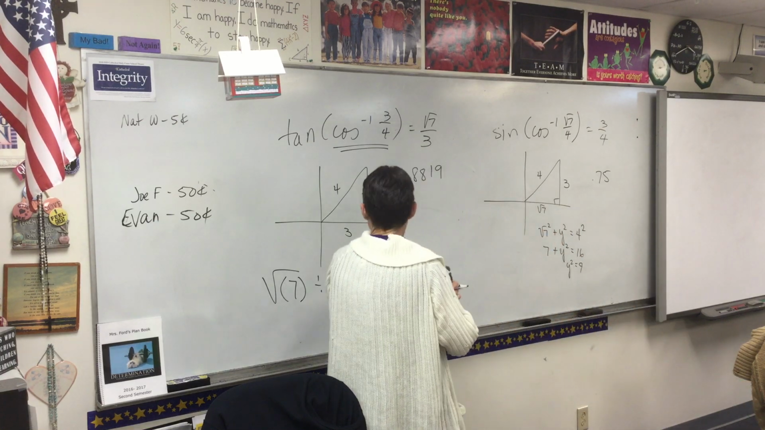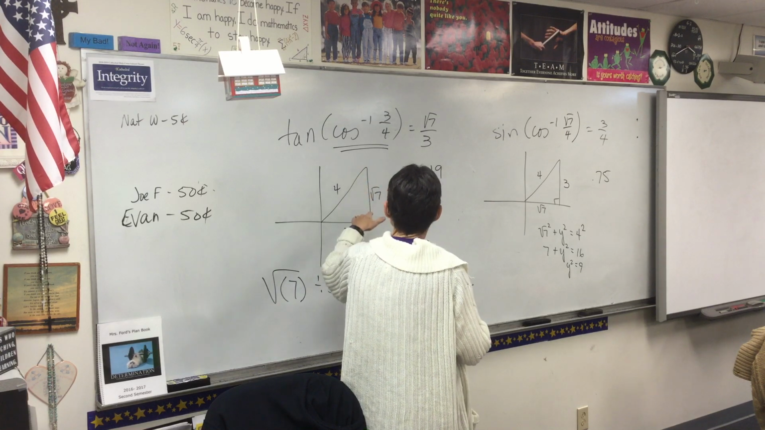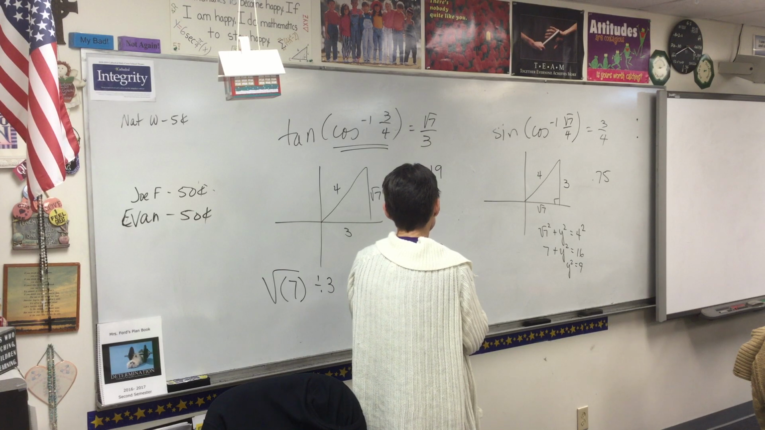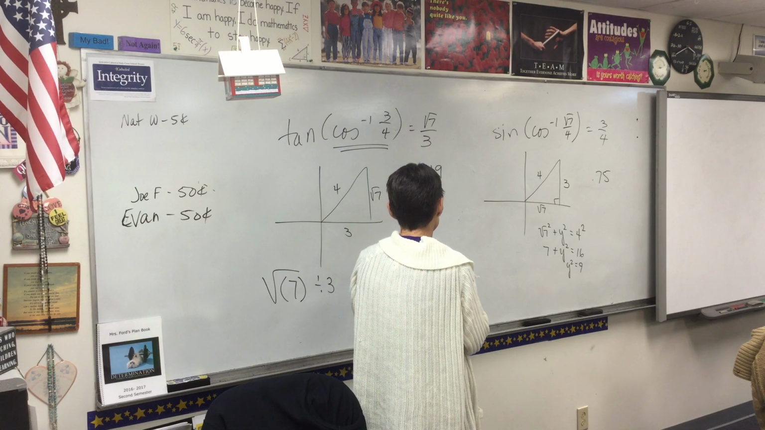Oh, wait, you typed in, okay, I was thinking you were checking that, you were typing this in from the beginning. Tangent, second cosine, square root of 7.